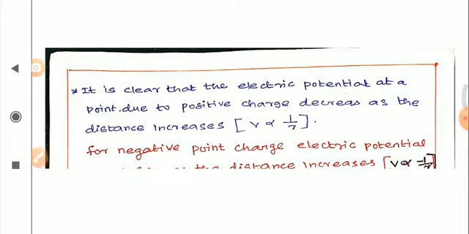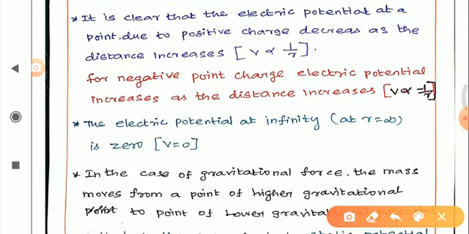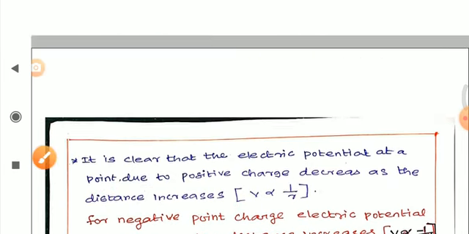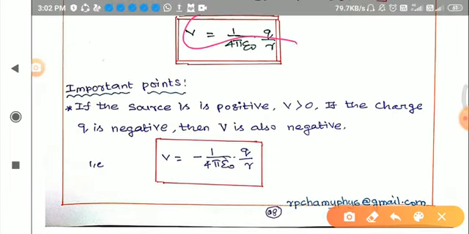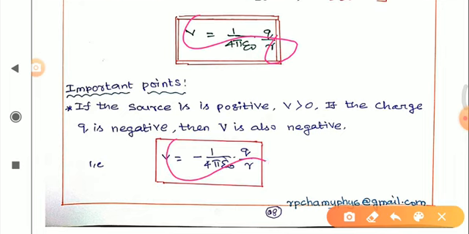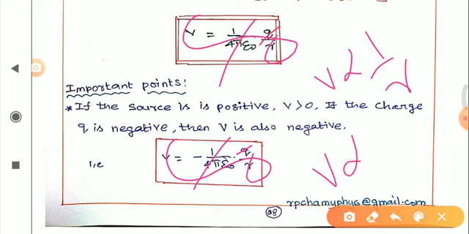Then the next one is, it is clear that the electric potential at a point due to a positive charge decreases as the distance increases, because V is directly proportional to 1 by R. From the previous formula we can see that whether it is a positive charge or negative charge, V is inversely proportional to R. What about the remaining 1 by 4 pi epsilon? It is constant. Source charge, it is constant. So V is inversely proportional to R.